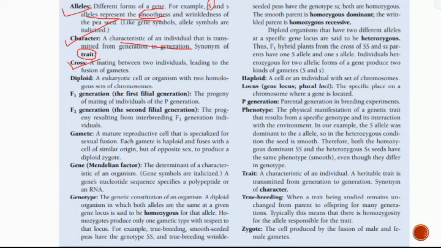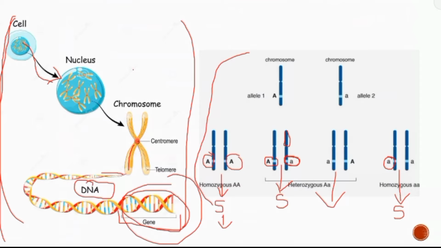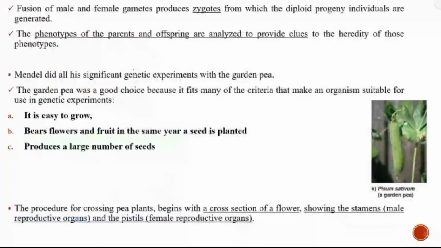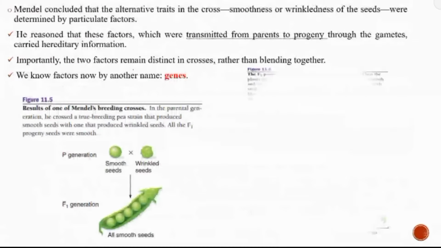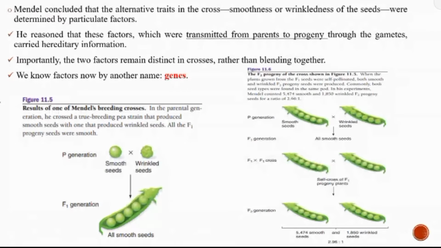Cross means what? This is regarding Mendel's experiment. What Mendel was doing was crossing two parental generations. See, the P generation means parental generation. So they were crossed and it was producing the F1 generation. F1 generation means what? The first filial generation that is produced by the crossing of the parental generation.